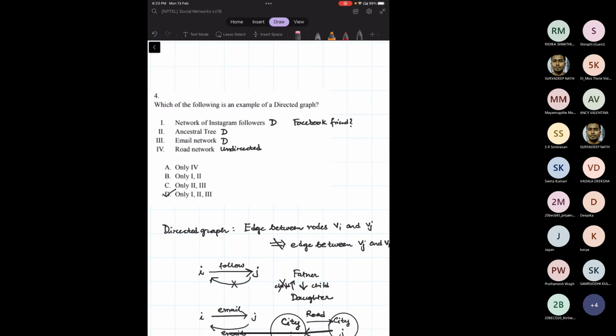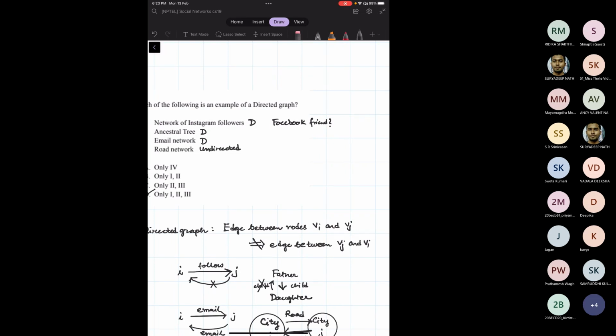So now coming ahead, adding one more question to the already existing question. For question one, option one, network of Instagram followers, if we replace Instagram followers with Facebook friend, what do you think? Would it be an undirected or a directed graph? Can anyone answer? Someone has said directed. Any guesses?